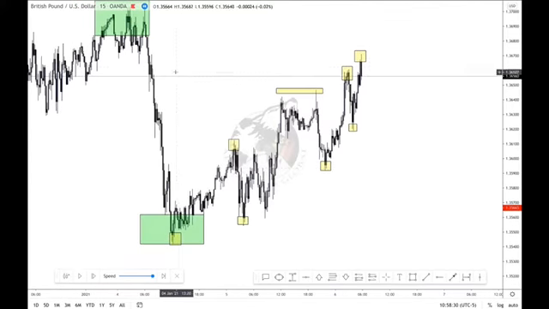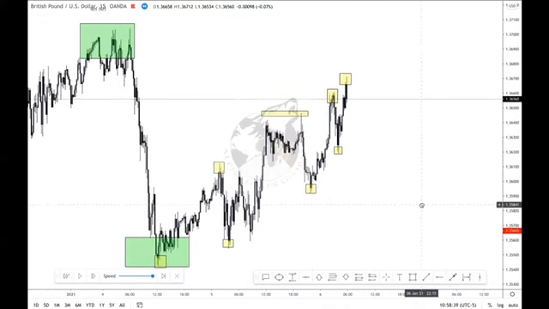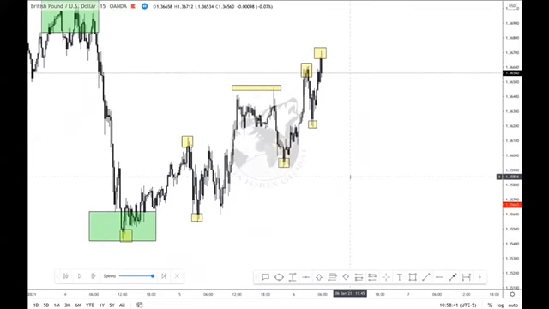We're looking for a breaker structure because we're looking for the 4 hour to create a new higher low, and we're also looking for the 1 hour time frame to create a new lower high to continue the downtrend, right? Or to start a downtrend basically.